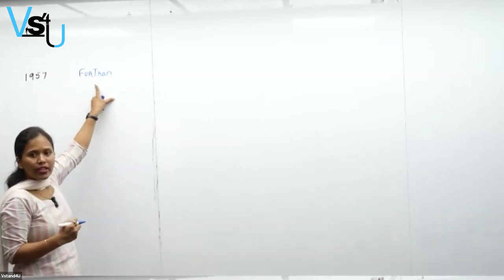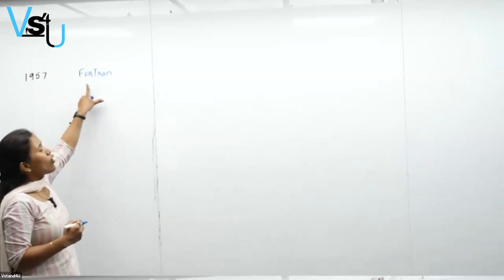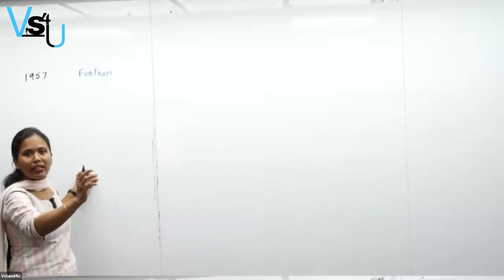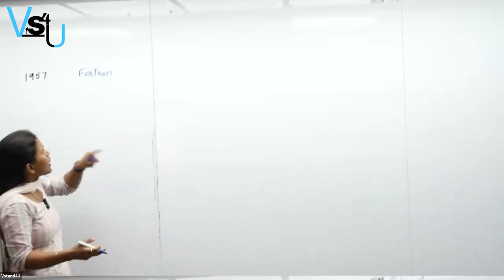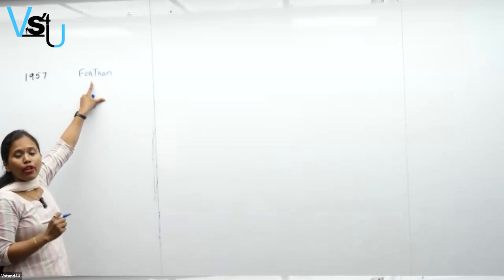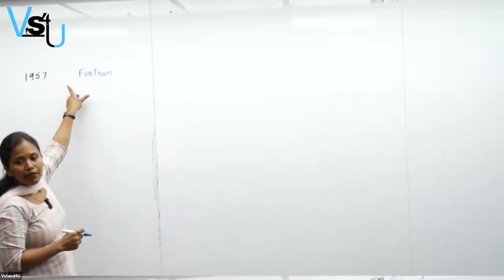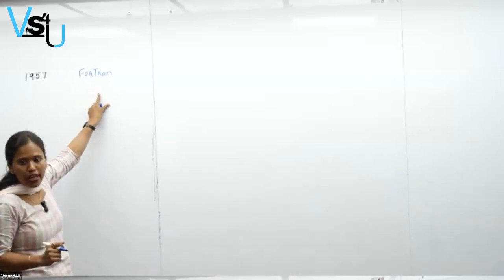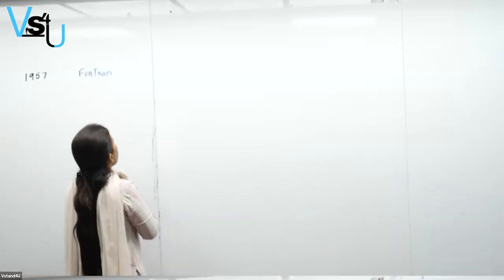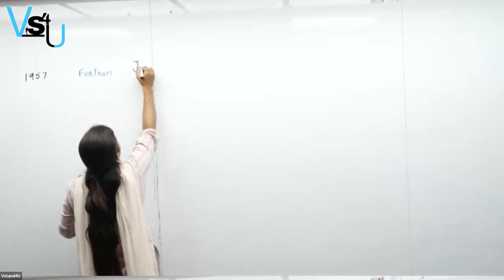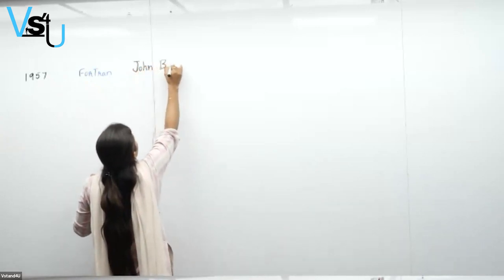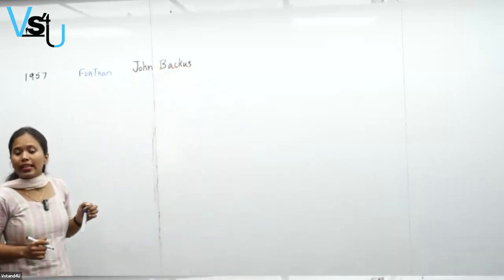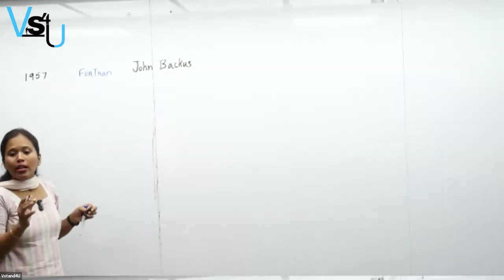Are you all getting it? Whatever the name of the language, Fortran stands for formula translation, which means that in order to translate all the mathematical formulas that we have, the programming language was invented in the year 1957. And the person who came up with this Fortran language is John Backus.